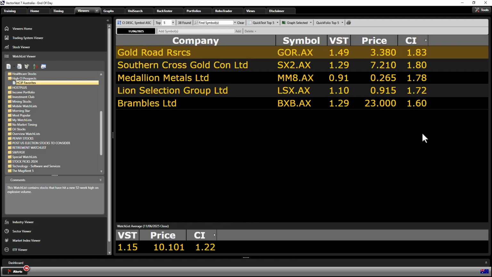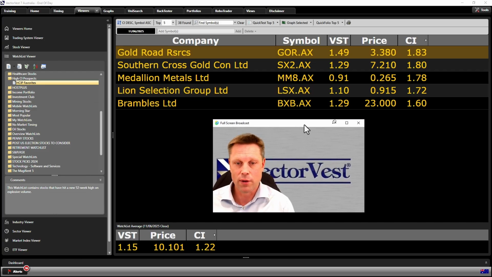Now don't worry if you don't know what this all means. Just be with me. If you do take a trial, just go to Viewers, go to the watch list viewer, open up HCIP Favorites. Just ensure that your sort is by CI, the Comfort Index, in descending order. What this is going to do is pick on some of the favorites we've had over the years for smooth left to right trends, or at least in recent months. And then it's going to find the smoothest of the smooth and bring them to the top of the list for you. So it makes it really, really simple to do.